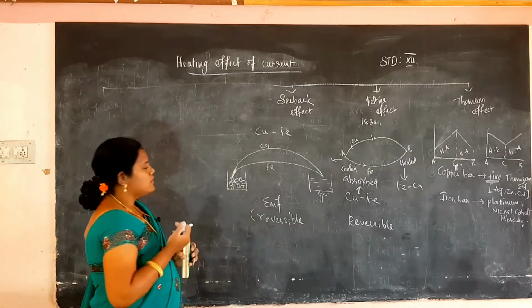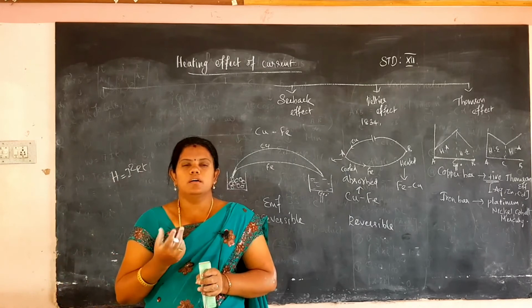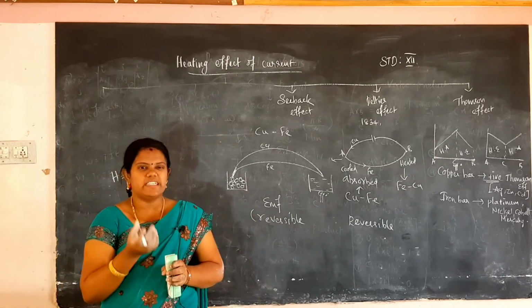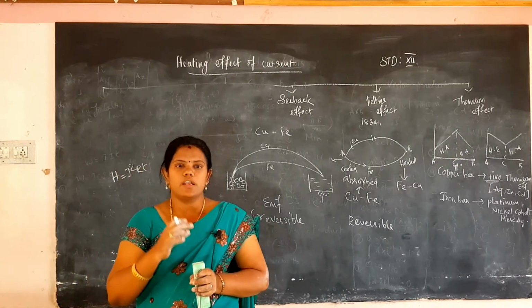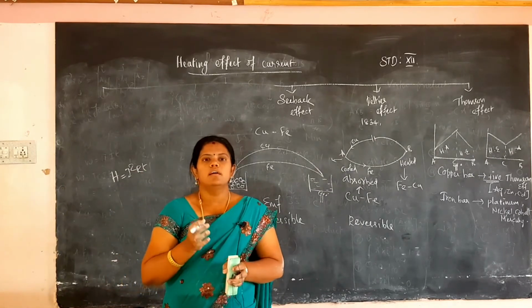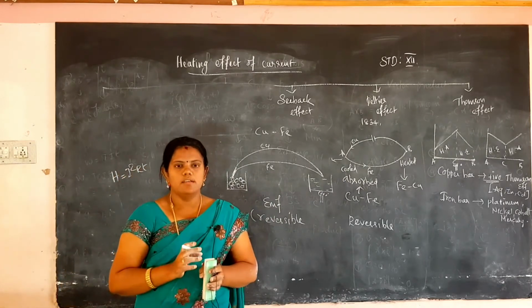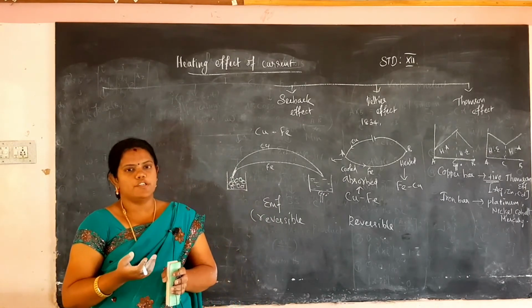And the third one is the electric fuse. The electric fuse is made up of an alloy of lead and tin. When excessive current flows through the fuse, it will break, and it prevents the electronic appliances from the excess amount of current. Various forms of fuse are used.